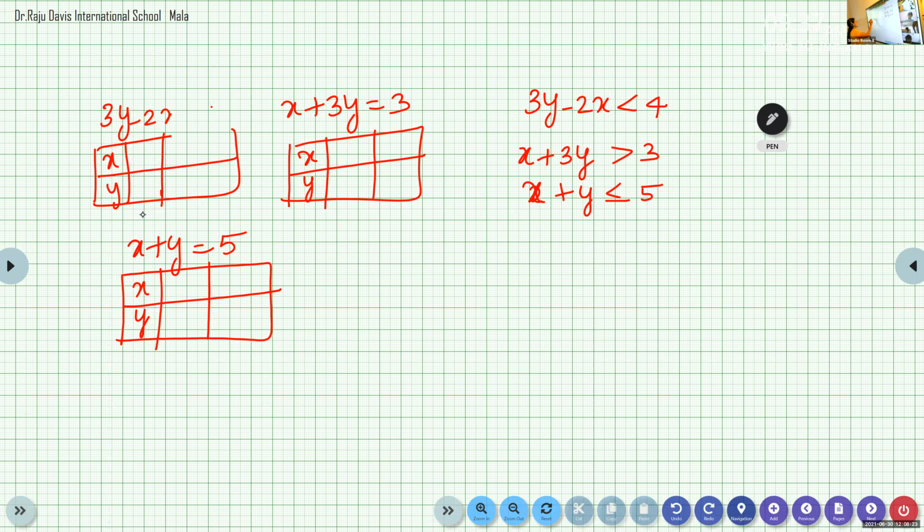Again take the next one. When y is 0, what is the value of x? Yes, Karthik, when y is 0, what is the value of x? Minus 2. Yes. The next one you got? Did you get the solution set for the second inequality? No, ma'am, I'm doing. Okay, do it and give me the answer.